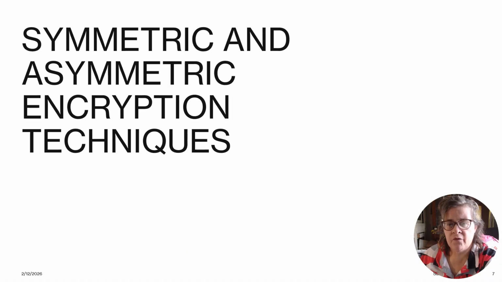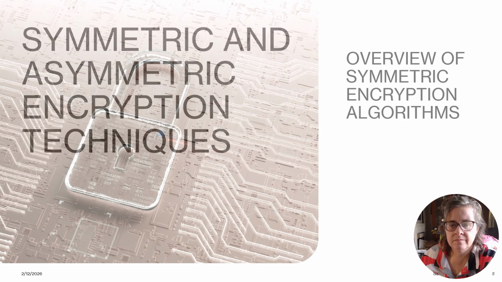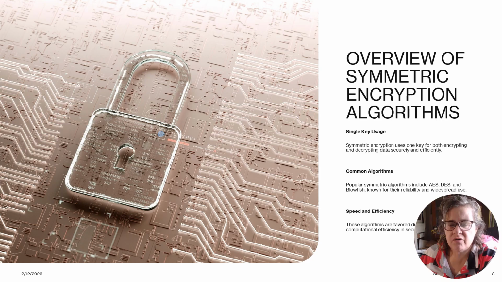Encryption techniques generally fall into symmetric and asymmetric categories. Each has unique mechanisms, advantages, and limitations for securing data. Symmetric encryption uses a single key for both encryption and decryption. Common algorithms such as AES, DES, and Blowfish are favored for their speed and efficiency.